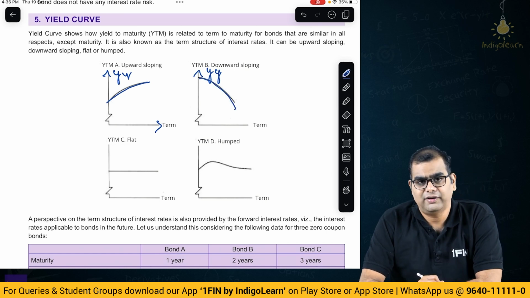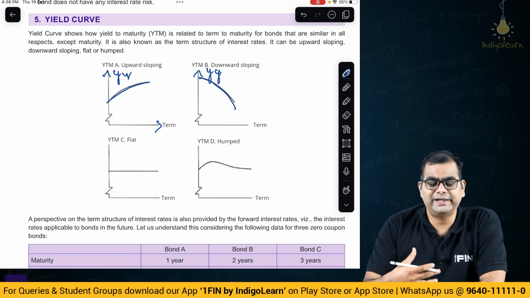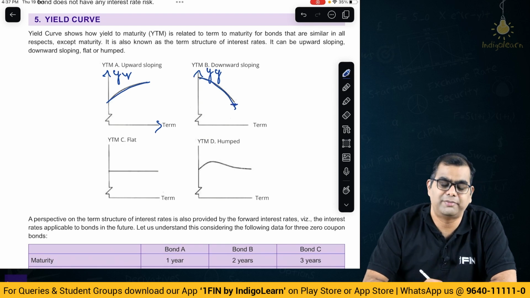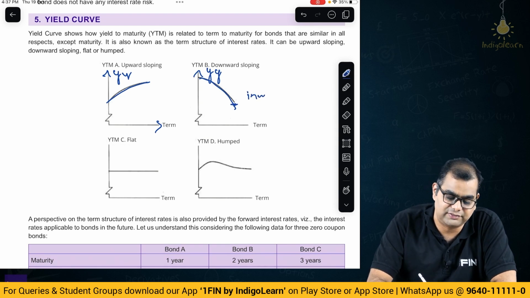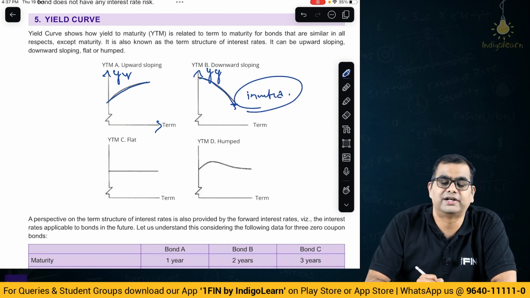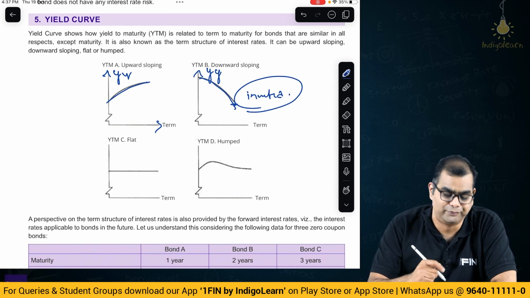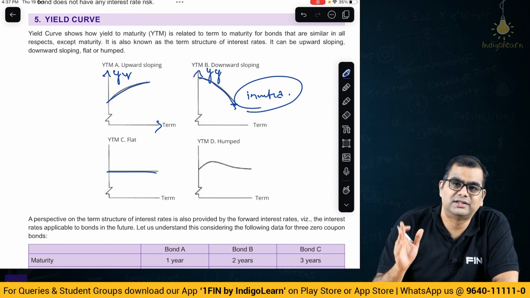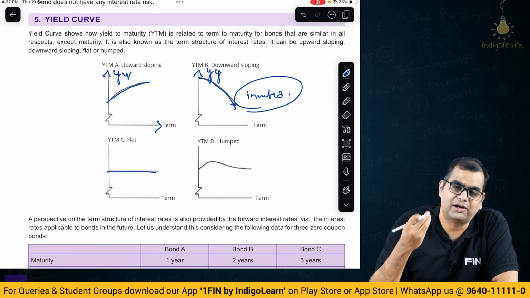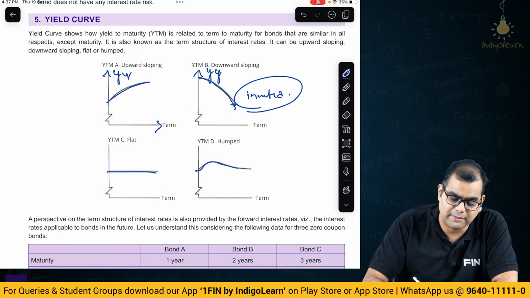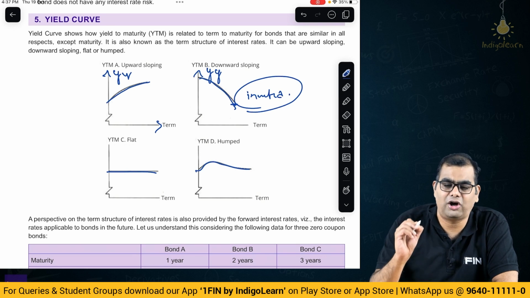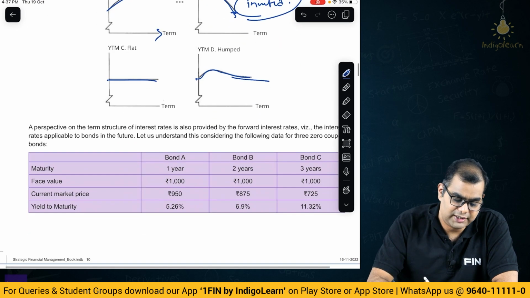That is, when there is a very immediate, very severe shortage of liquidity, the short-term rates may be high and long-term rates may be low. So, it is called an inverted yield curve. Short-term rates are high, long-term rates are low. Then you have something called a flat yield curve. It doesn't matter what the tenure of the bond is, always the rate is the same. Then you have something called humped. So, short-term low rates, medium-term slightly high, long-term again low rates, right.